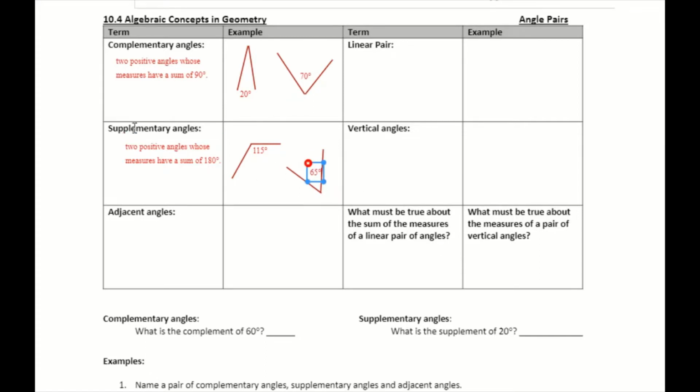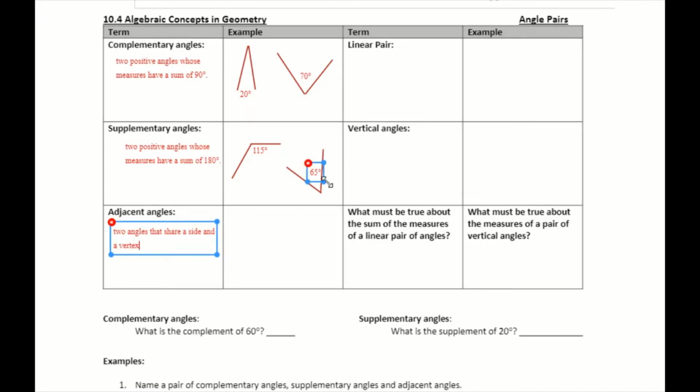So again, these words are describing the relationship between two specific types of angle measures. So complementary, they add up to 90. Supplementary, they add up to 180. Adjacent angles, the definition here has nothing to do with what they add up to. Instead, they have to share a common side and share a vertex. So two angles that share a side and a vertex.